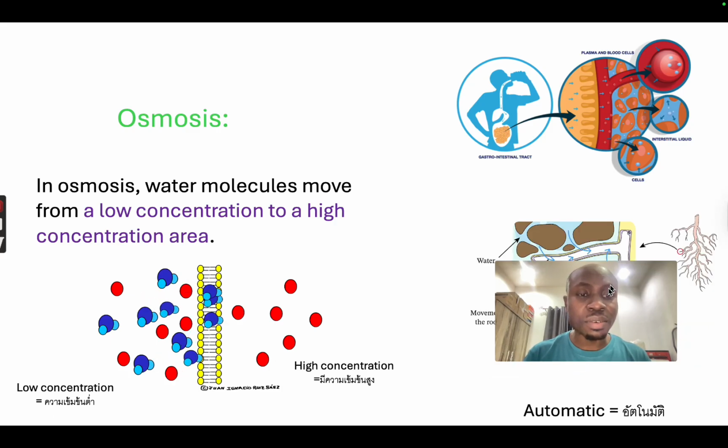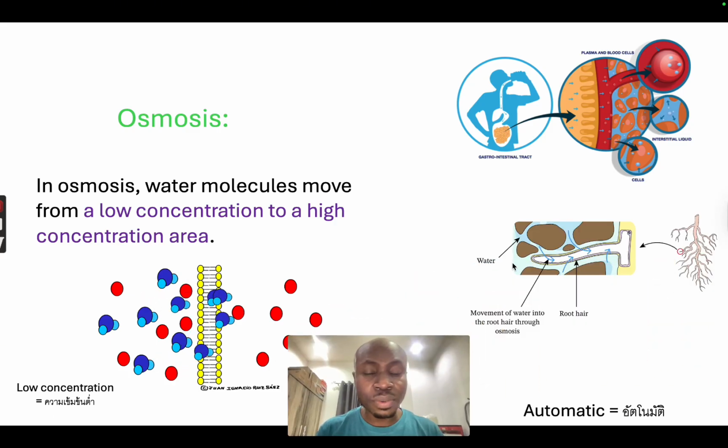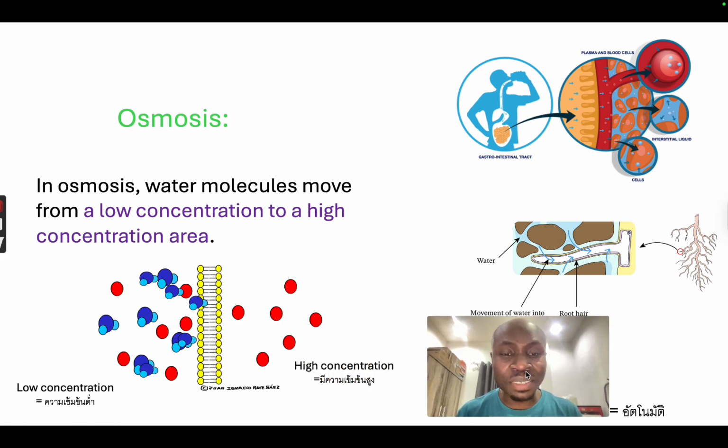This is how plants get water from the soil to their roots. This is how your body or your cells get water when you drink, by osmosis. The water moves from low concentration to high concentration. Now that we understand osmosis, let's talk about how animals control water in their bodies.